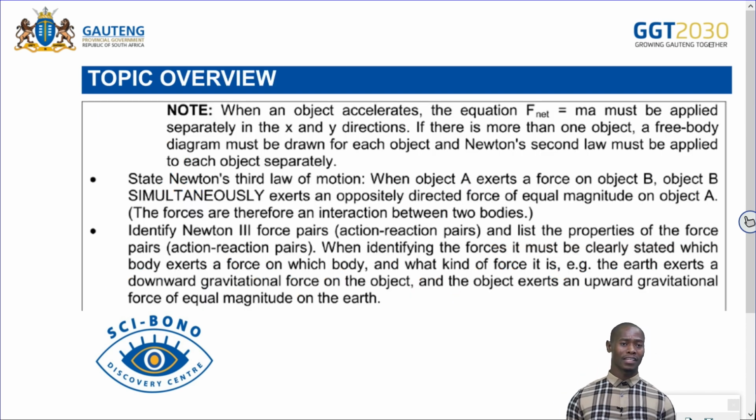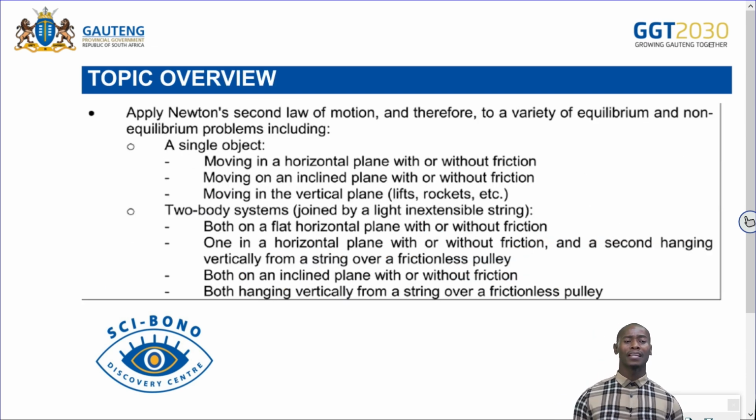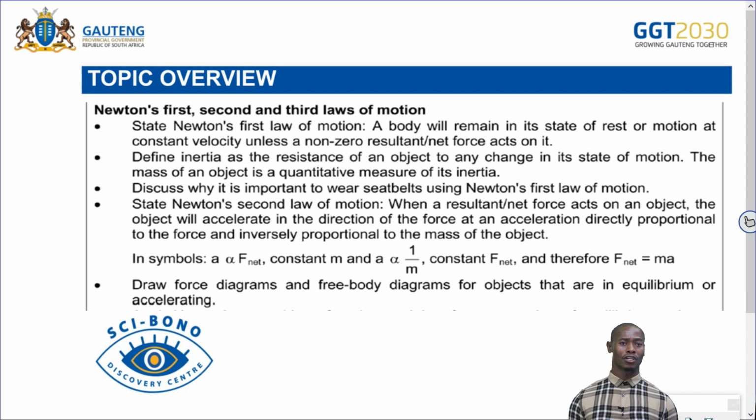In most cases, when learners define Newton's first law, they will only say the body will remain in its state of rest unless a non-zero resultant force acts on it. If you are going to do that, learners, I'm telling you right now, we are not going to get marks. So when we mark this law, it's either 2 marks or 0.